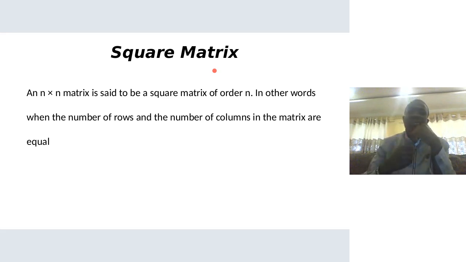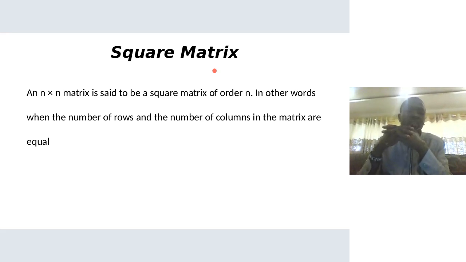We can also have a 4-by-4 matrix, having 4 rows and 4 columns. So that is a square matrix. Remember, square matrices are defined by their order. The order, if it is a 1, then it is order 1.